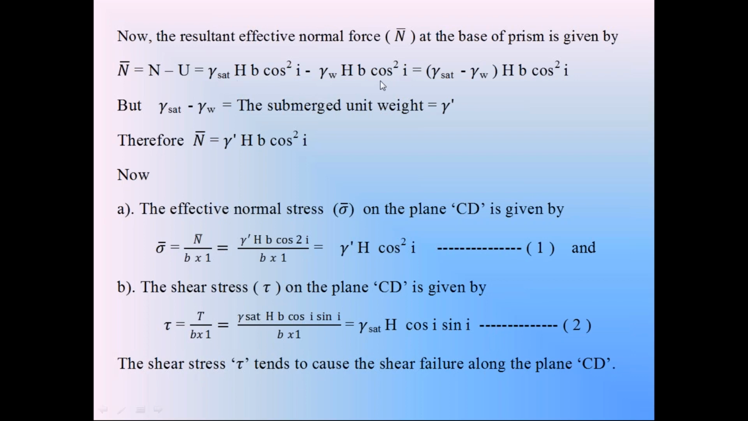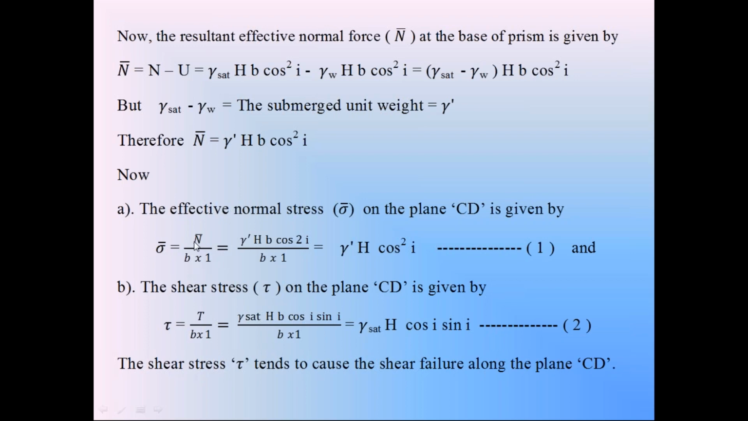Then in this equation, take this H B cos square i common. So this equation becomes gamma saturation minus gamma W, into H into B cos square i. This is the effective normal force N dash. By using this effective normal force N dash, we can calculate the effective stress sigma dash. Effective stress sigma dash is equal to effective normal force N dash divided by area of the surface CD, B into 1.